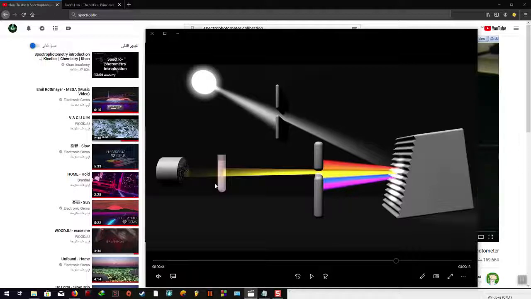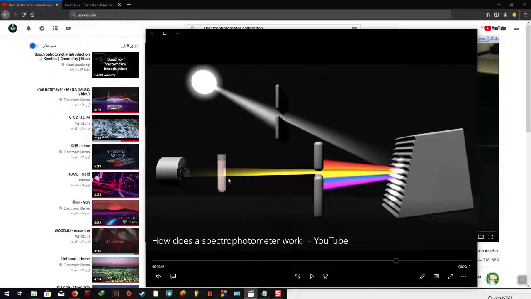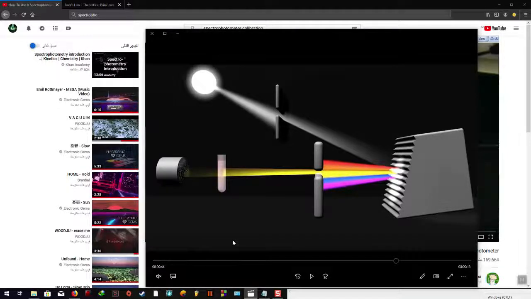For example, if we are trying to measure the protein inside a serum or inside a plasma, what should we do? We must place a blank which has all the components of the blood or the plasma except the protein.